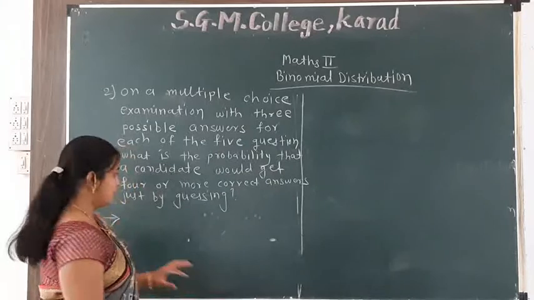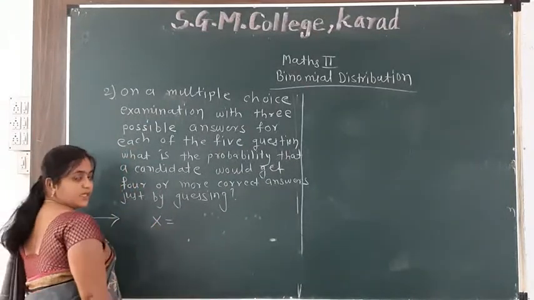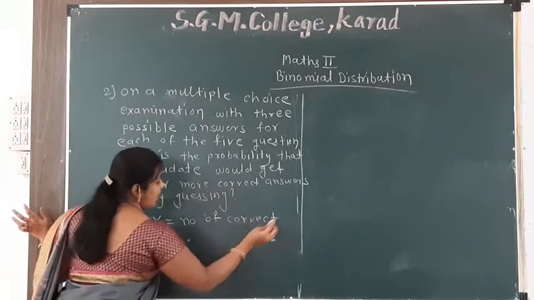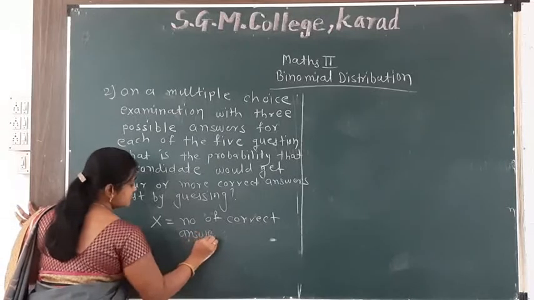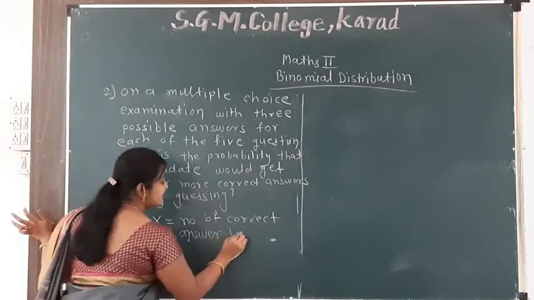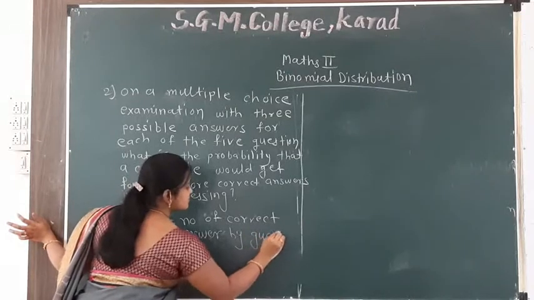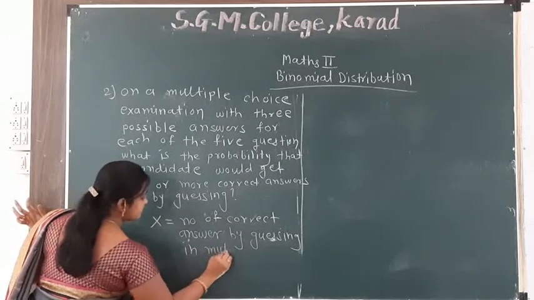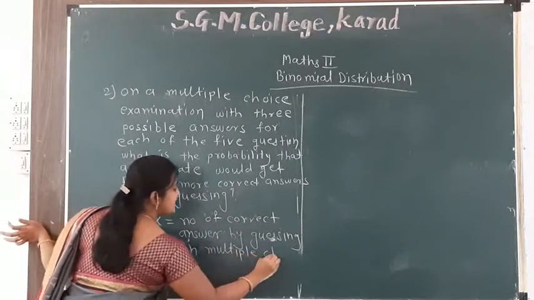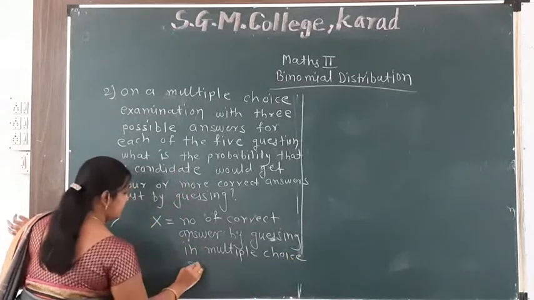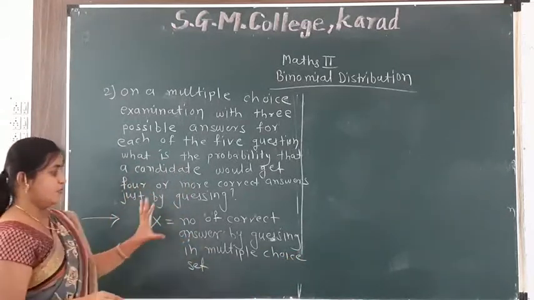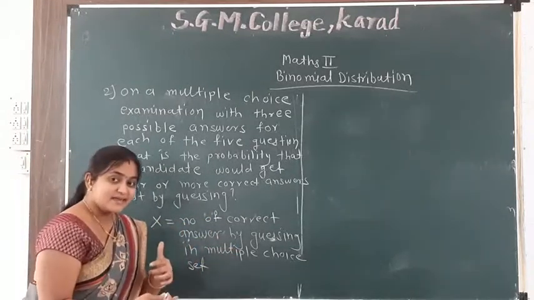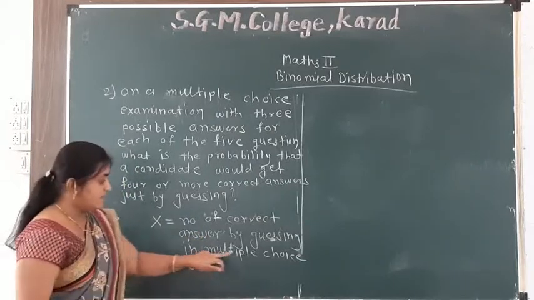So first we take success. What is my success? Let X be the number of correct answers by guessing in the multiple choice. Meaning, the thing whose probability we need to find, I decided first: the number of correct answers, where the answers are correct by guessing the multiple choice.